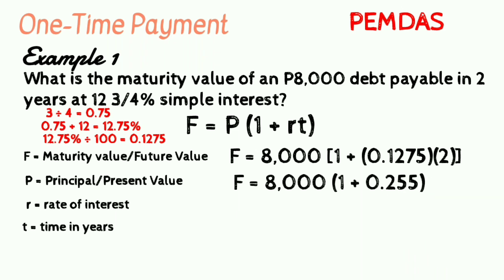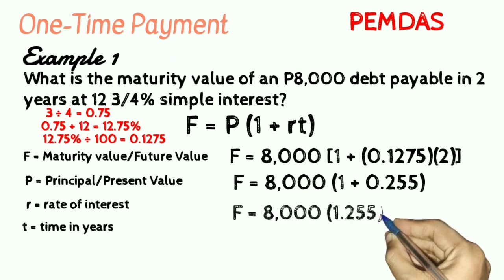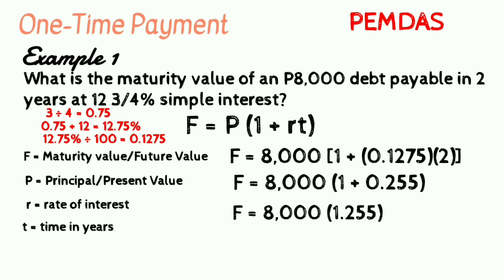So that means we have 1.255. Let's just rewrite. F is equal to 8,000 times 1.255. So F is equal to 10,040 pesos.